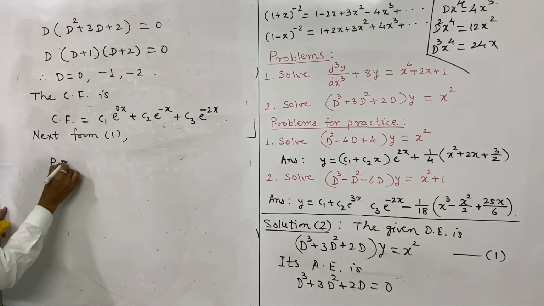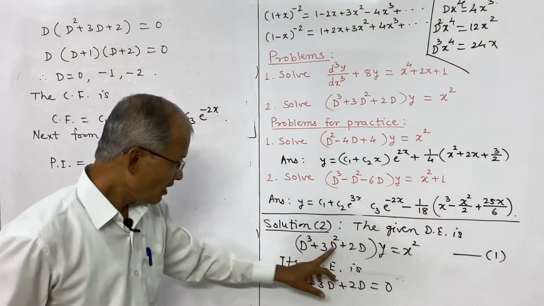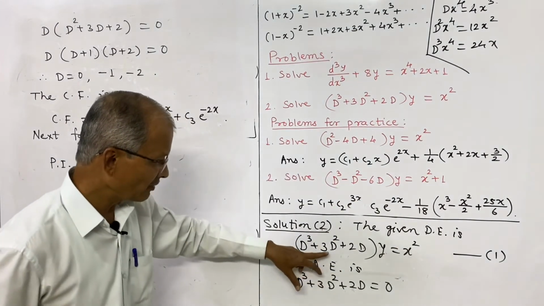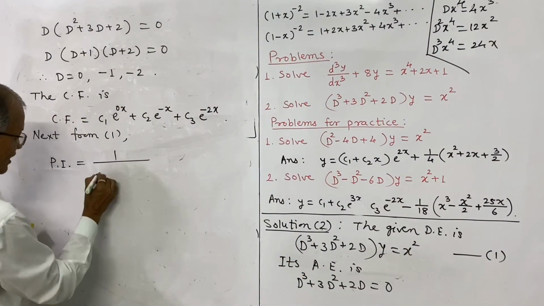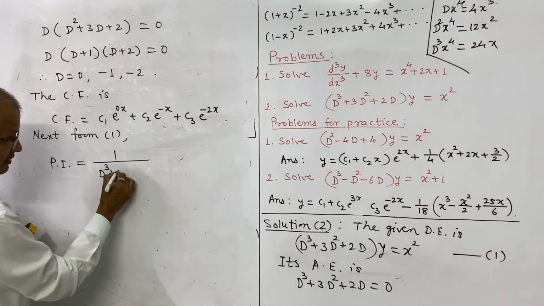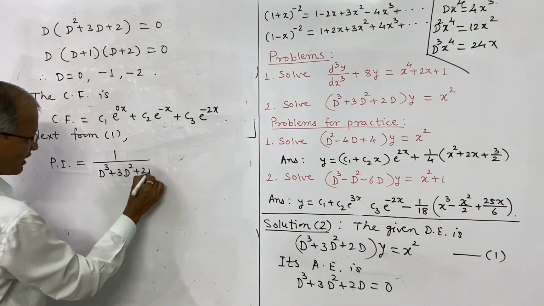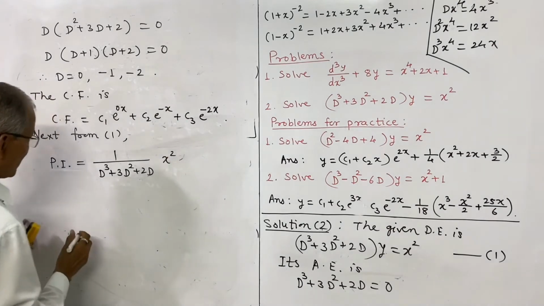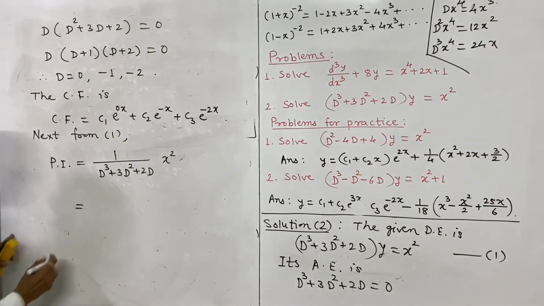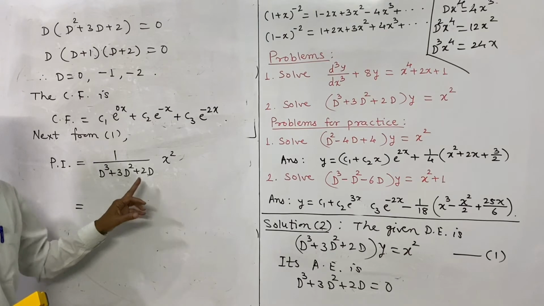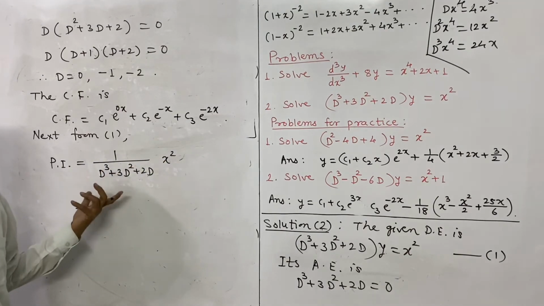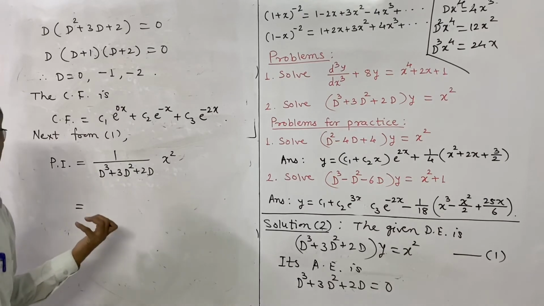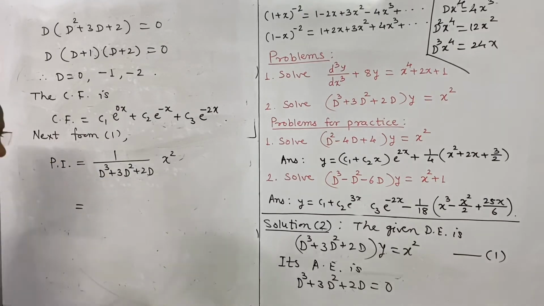Next, PI. PI is equal to, now see the first equation. So this is to be shifted on that side and it becomes the inverse operator 1 over d cube plus 3d square plus 2d operated on x square. Now we use the method of 1 upon f(d) operated on x power m. This is an algebraic function, therefore this is to be expressed in a particular form, 1 plus or minus phi of d, and then that can be written at the numerator with negative power.